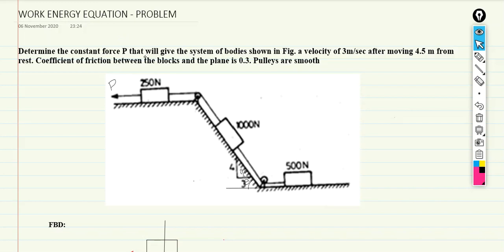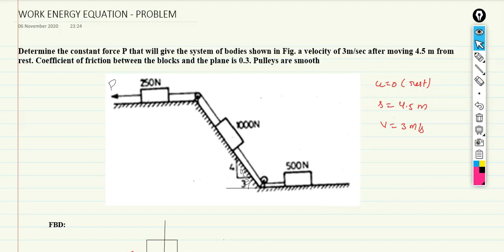Determine the constant force P that will give the system of bodies shown in the figure a velocity of 3 meters per second after moving 4.5 meters from rest. From rest means u equals 0 since it is starting from rest, and s is equal to 4.5 meters, v is equal to 3 meters per second.